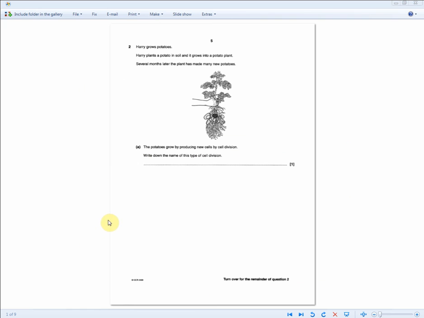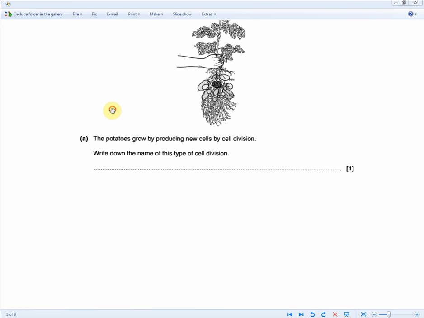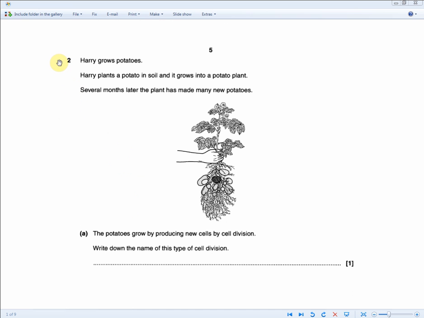So this next question is similar to the previous question that we just looked at. It reads, Harry grows potatoes. Harry plants a potato in soil, and it grows into a potato plant. Several months later, the plant has made new potatoes. The potatoes grow by producing new cells by cell division. Write down the name of this type of cell division.